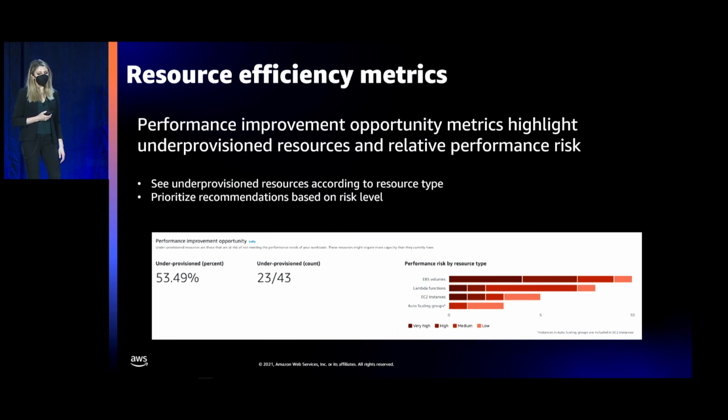Now this is a screenshot of performance improvement opportunity. It comprises two key metrics at the account level. They are under provision percentage, which is the percentage of resources that Compute Optimizer has found across your account to be under provisioned or at risk of not meeting performance requirements. And also under provision count, which just gives you a sense of scale.